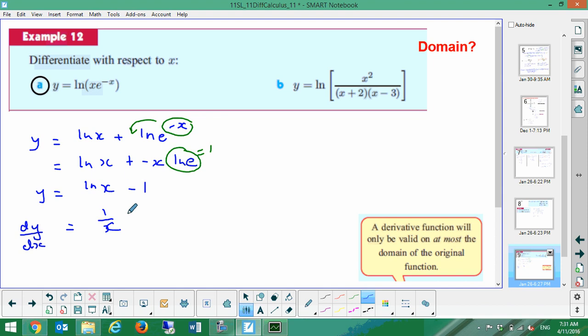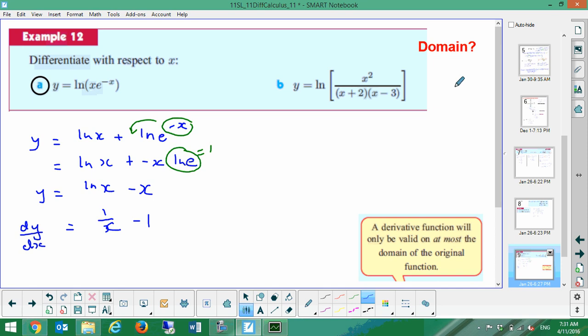plus 0 because, oh no, hold it, mistake. Did you spot that? That should still be minus x. I was thinking, what's happened here? Because that equals 1, so the differential of minus x becomes minus 1. I was jumping ahead with the differentiation before I got there. All right, so that's that first one.